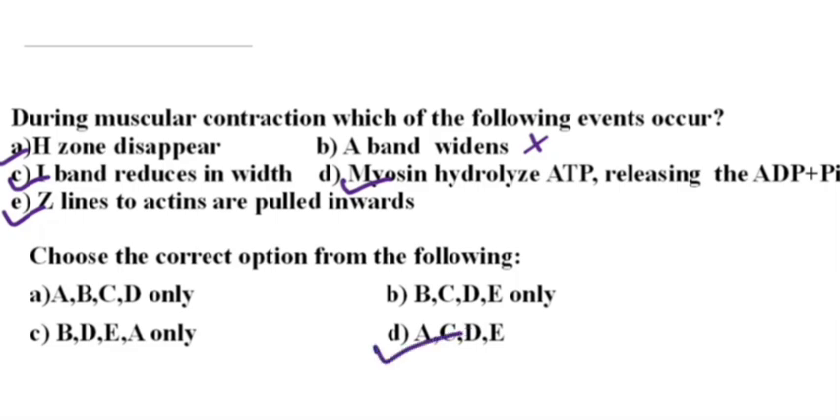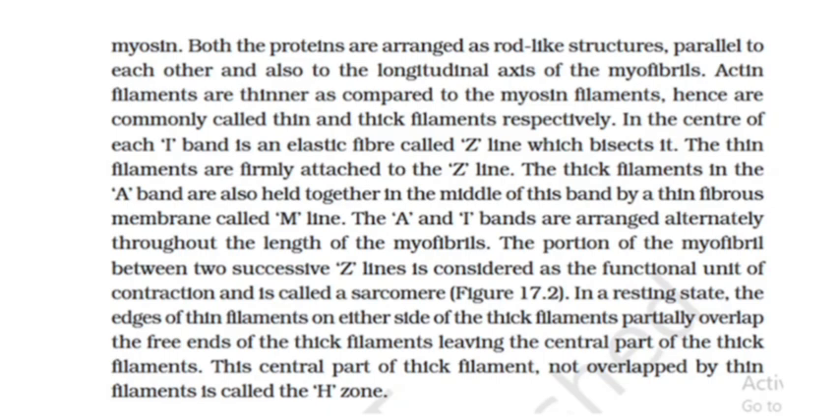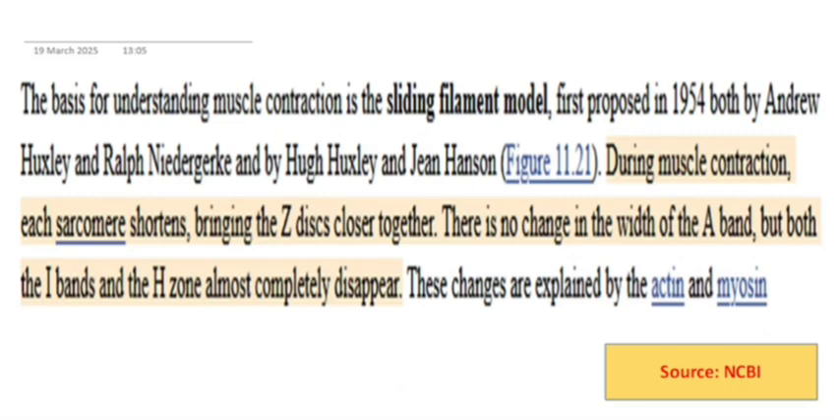Fine. Now see, here one thing it's written: H zone disappears. So in the context of what we have studied, it is not mentioned there. So let's see what happened with the H zone. See here, during muscle contraction, each sarcomere shortens, bringing the Z discs closer together. There is no change in the width of the A band, but both the I band and H zone almost completely disappear. So that is why the H zone disappears. We have chosen the correct option there.